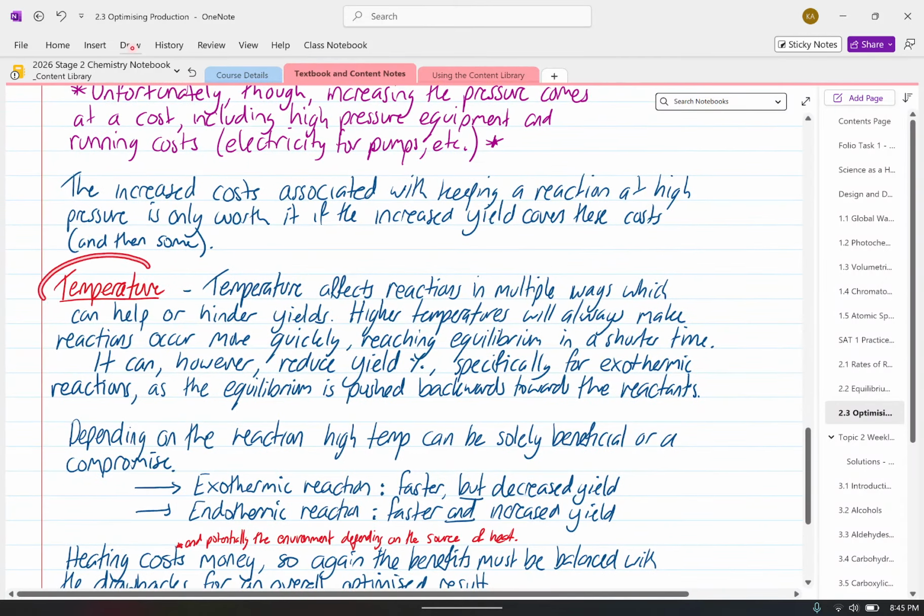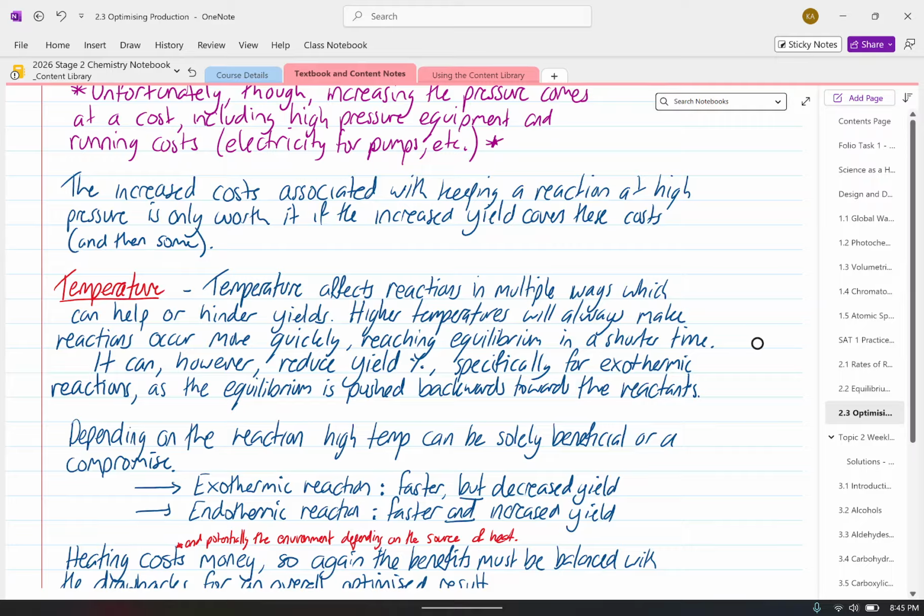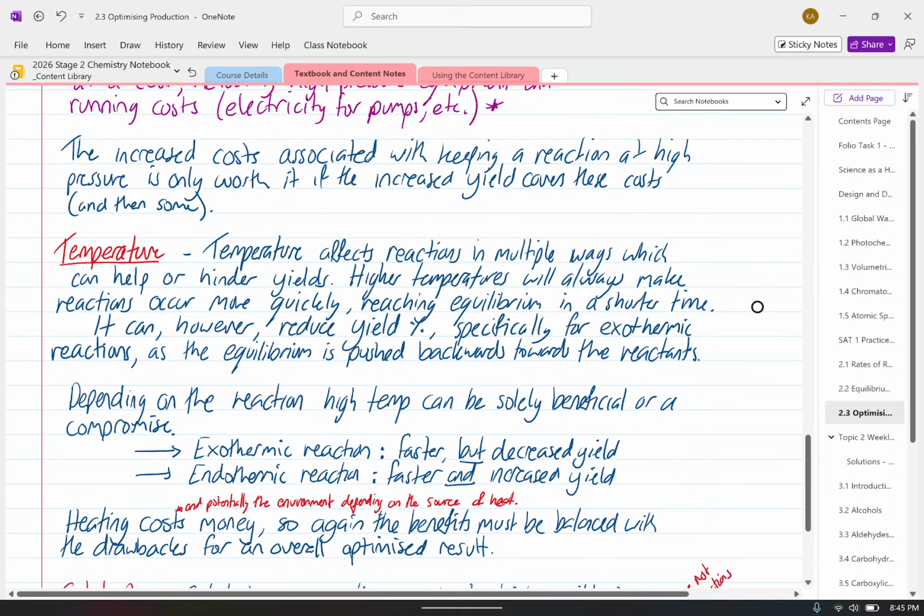Now we'll move down to the next factor, which is temperature. From the earlier subtopic, temperature can have an effect on the rate of reaction as well as the reaction equilibriums. Depending on the reaction, you're going to see an overall different scenario. But first things first, if you have higher temperatures, it is going to make your reactions happen faster. So no matter what, if you have a higher temperature, your forwards and backwards reactions will happen faster. Whatever equilibrium position your reaction has, it will be established more quickly.